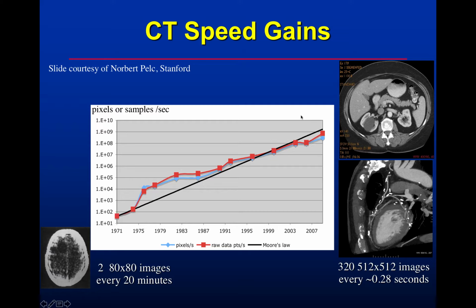So this is essentially the increase in the pixels per unit time. You can think of it as image pixels per unit time or samples per unit time of a CT imaging experiment over, Hounsfield's initial experiment to 2008. And it just follows Moore's law. It's not surprising, right? It's just like as you have electronics that can cope with more data, you build machines that give it more data.